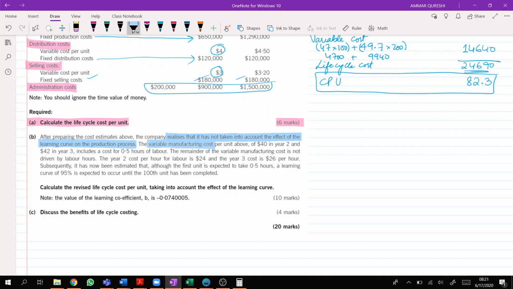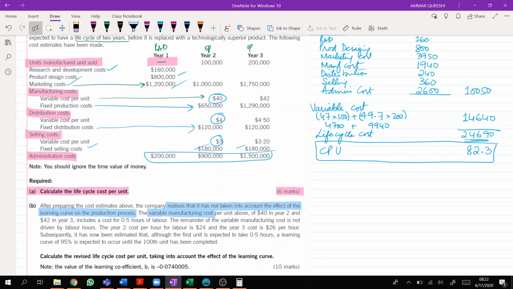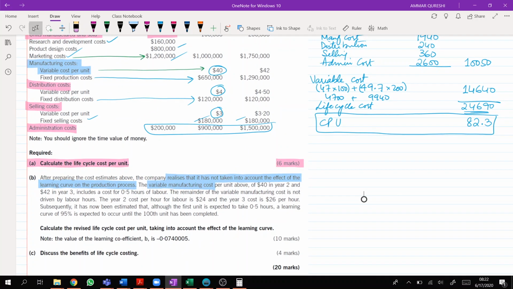Now, what is variable manufacturing cost? Variable manufacturing cost is this one. See, this is manufacturing cost and this is variable manufacturing cost, right? So the variable manufacturing cost above of $40 in year 2 and $42 in year 3 includes 0.5 hours of labor, right? The remainder of the variable manufacturing cost is not driven by labor hours. Now try to think, what do you mean by this?